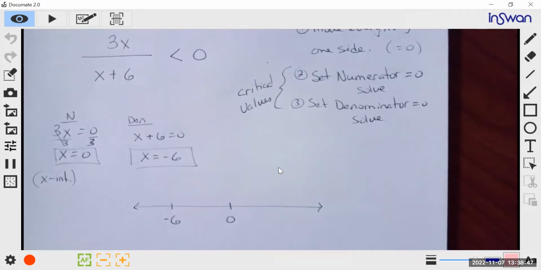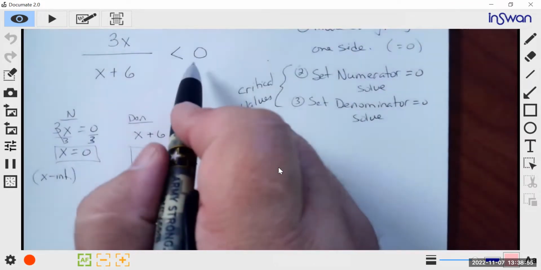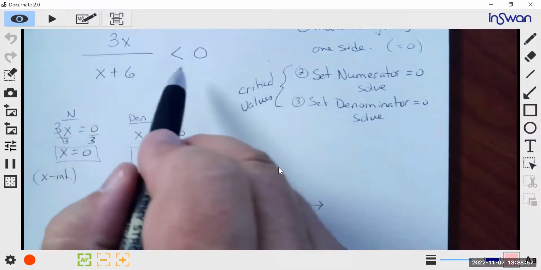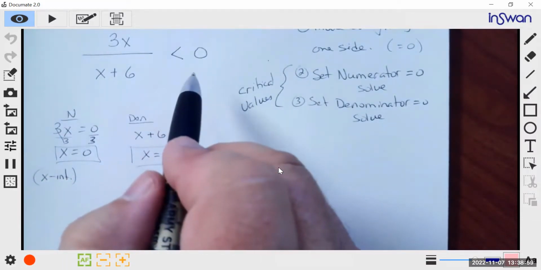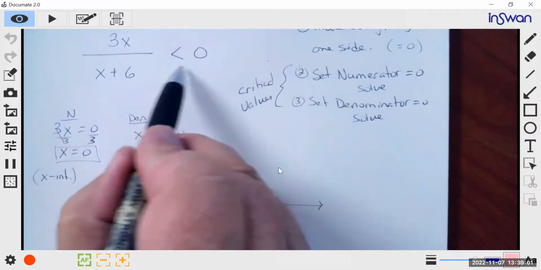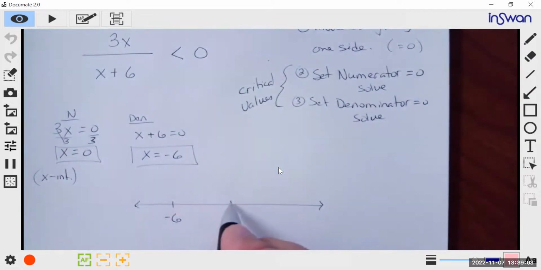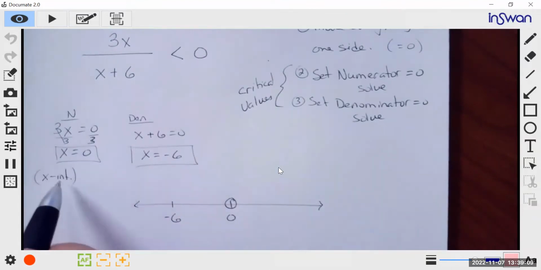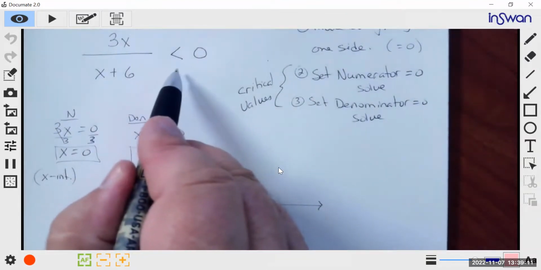Now, is it an open or closed circle? Can I use it or can I not use it? Well, you have to look at the original question. Can the equation equal 0? No, since there's no line underneath the inequality, I can't use it. So at 0, I cannot use that number. I can only use the top number being 0 if there's an equal sign.